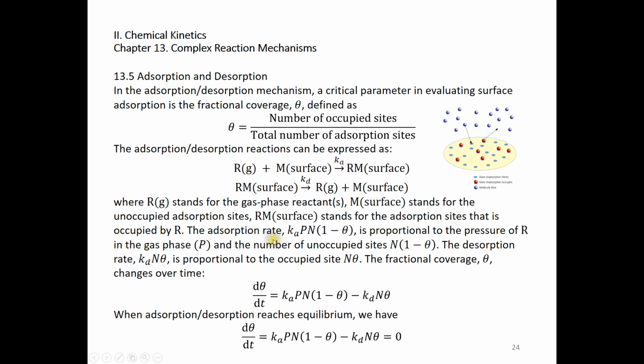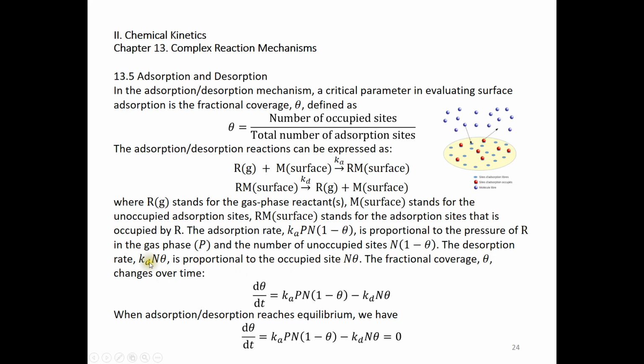Now, the adsorption rate is k sub A, the rate constant, times the pressure of R, so we have a P here, times the number of available or unoccupied surface sites, which is N times 1 minus theta. Theta is the percentage of the occupied sites, so 1 minus theta is the percentage of the unoccupied sites. And this uppercase N denotes the total number of sites. Again, this is the adsorption rate.